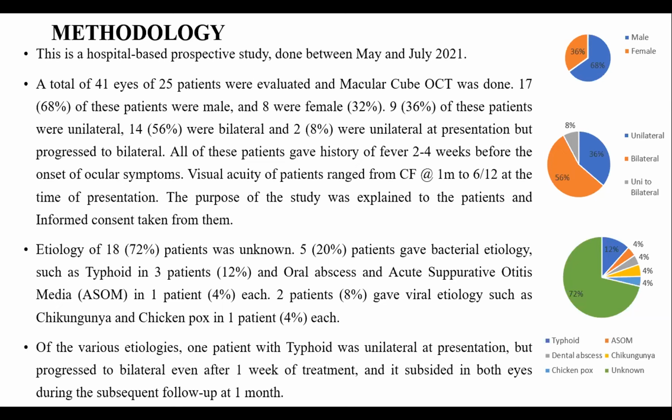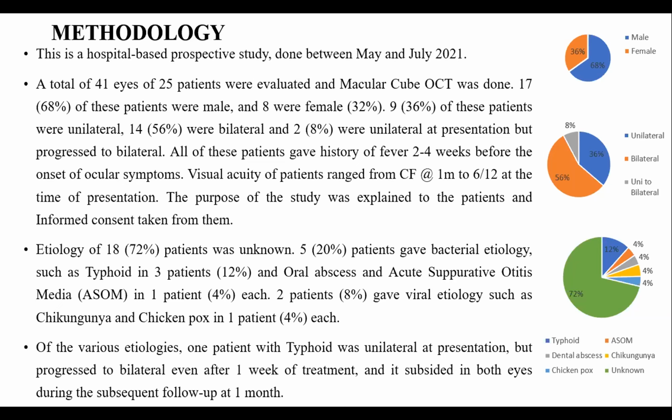All of these patients gave history of fever 2 to 4 weeks before the onset of ocular symptoms. Visual acuity of these patients ranged from counting fingers at 1 meter to 6/12 at the time of presentation. The purpose of the study was explained to the patients and informed consent was taken from them. Etiology of 18, that is 72% of the patients, was unknown. 5 patients gave bacterial etiology: typhoid was seen in 3 patients, oral abscess in 1 patient, and ASOM in 1 patient. 2 patients gave viral etiology: chikungunya in 1 patient and chickenpox in 1 patient.